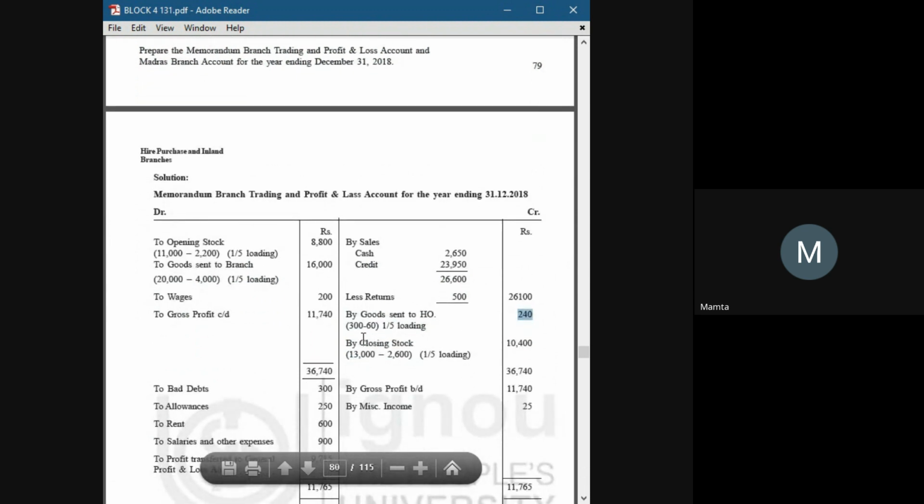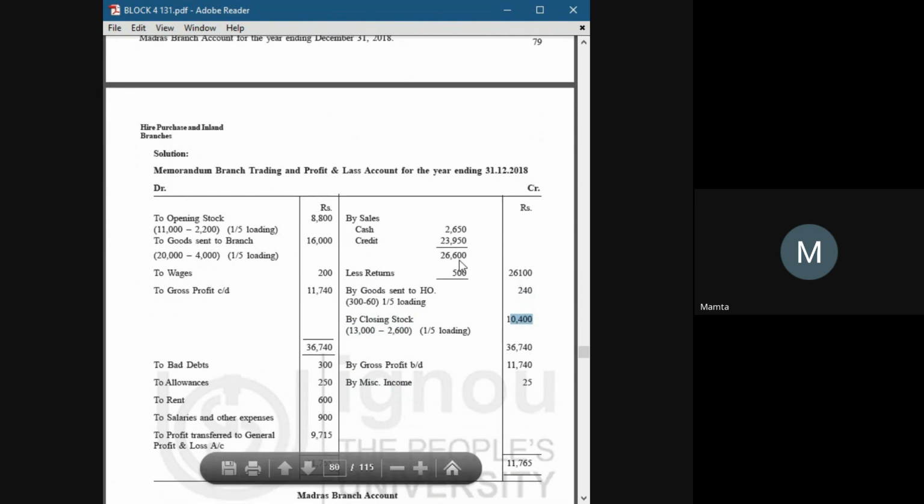The closing stock at the end of the year was 13,000. It was also at 125%. When you solve it, you will get 10,400. And when you calculate both sides, credit and debit, it will show a credit balance.